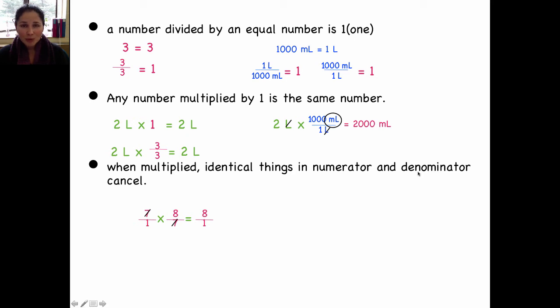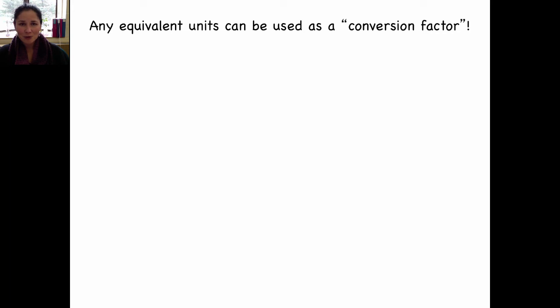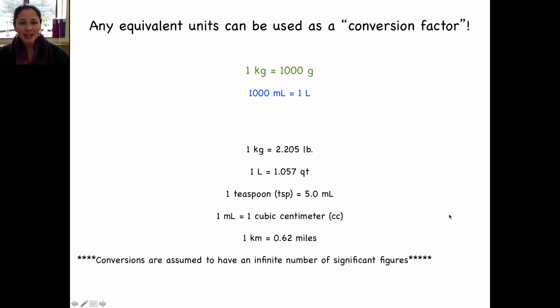We will use this principle throughout the rest of this activity and throughout the semester. This is what we refer to as using equivalent units as conversion factors, and it's also called dimensional analysis. Any units can be used as conversion factors. So you can use 1 kilogram is equal to 1,000 grams to convert between grams and kilograms. 1,000 milliliters is equal to 1 liter can be used to convert between milliliters and liters. And all of the equivalent units that you see on your activity and in your textbook or in any reference material can be used as conversion factors between the units that are equivalent.